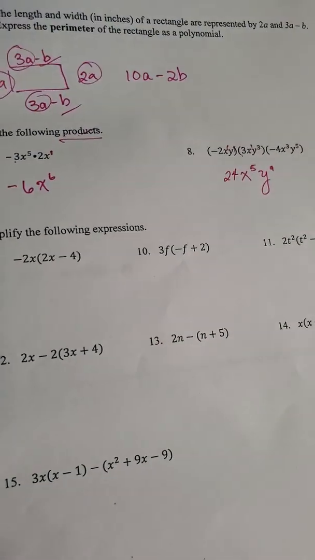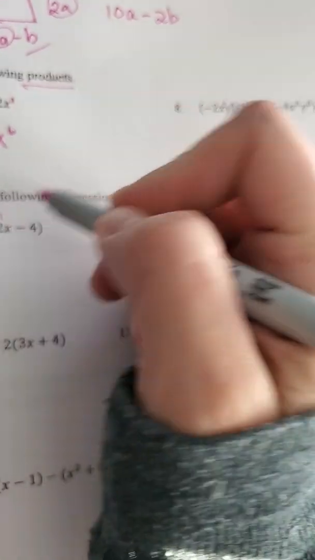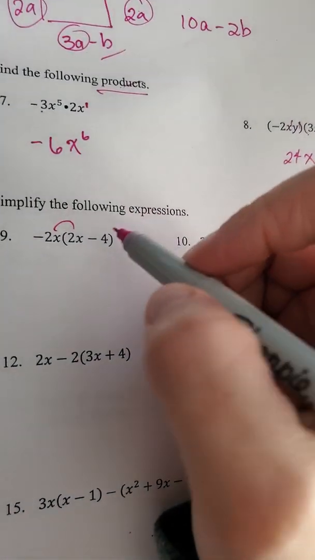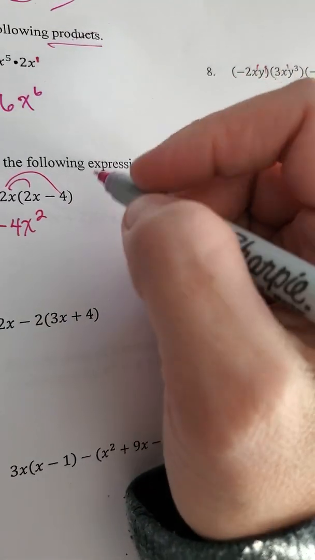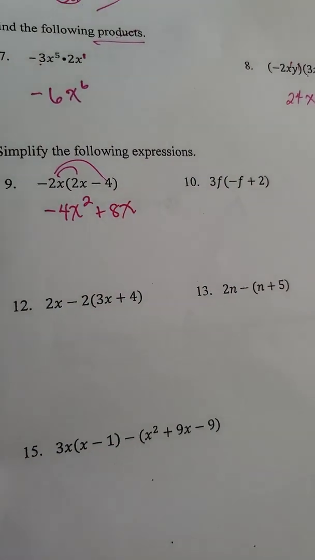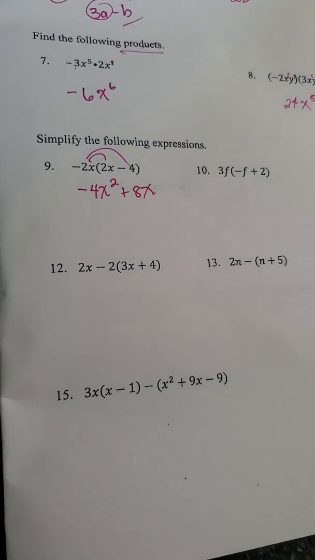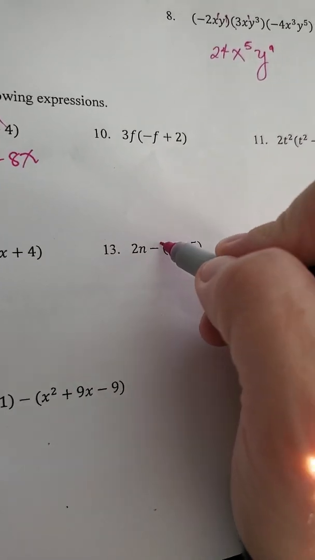Simplifying the following expressions. This is simply distributing. So in this case, negative 2x times 2x is going to be negative 4x squared. And negative 2x times negative 4 is positive 8x. And that's it.